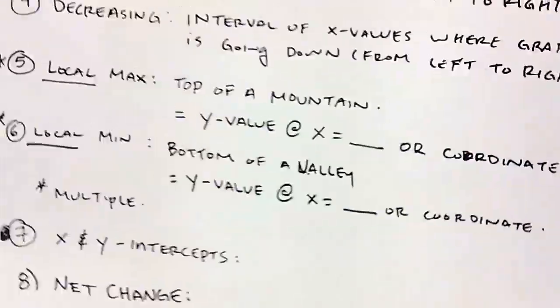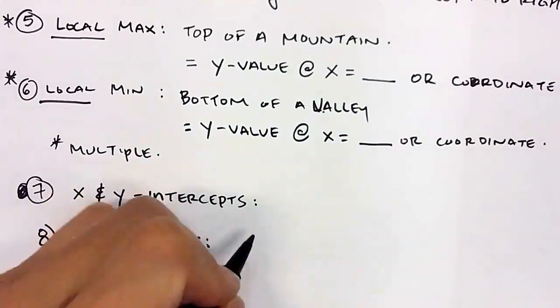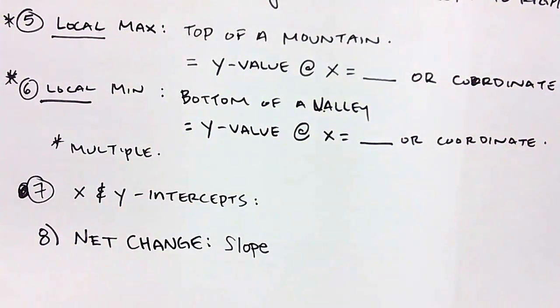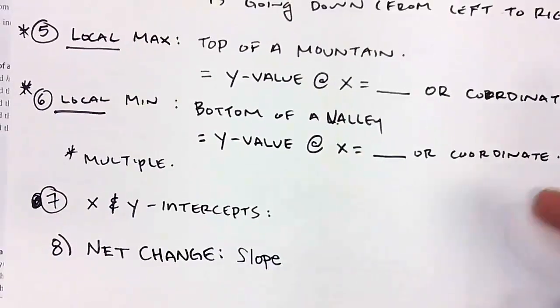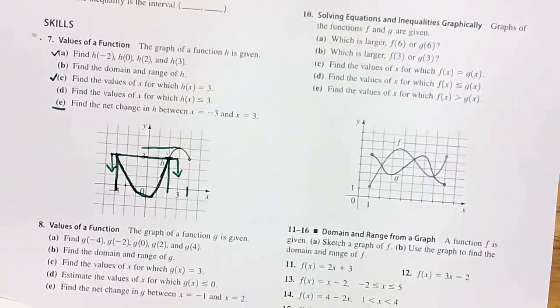But net change is just a fancier word for slope. Okay? And we've talked about slope. We know what slope is, right? In a line, it's rise over run. It's essentially the same thing. We're going to get the rise over run of the curve. How do you get the rise over run of a curve? Does that make sense?